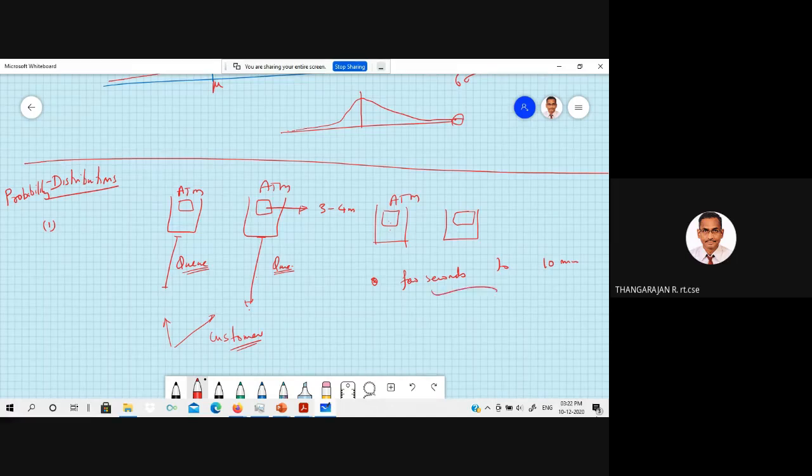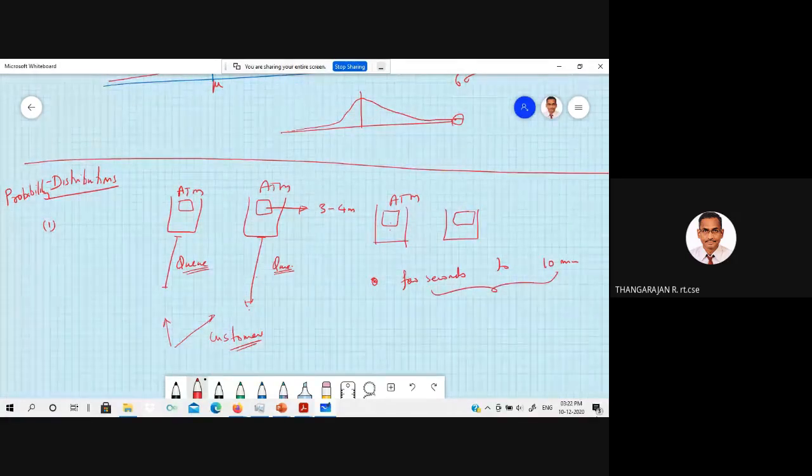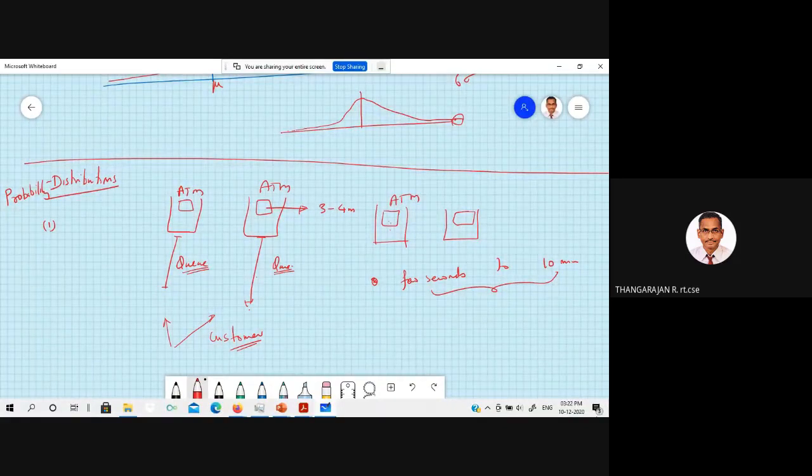So now you have to find the average. What type of distribution is this? When you are experimenting, you have to pick a random value from this distribution to simulate the service time. So this is service time.